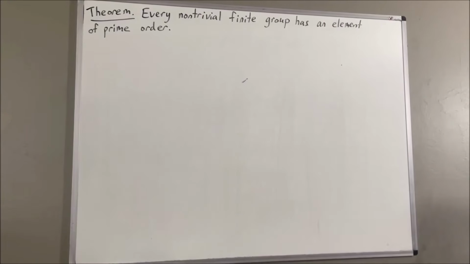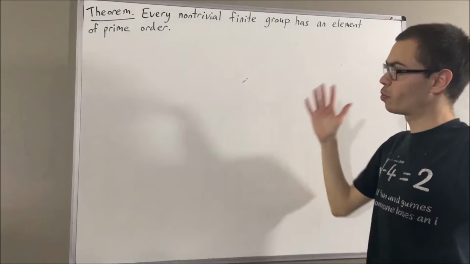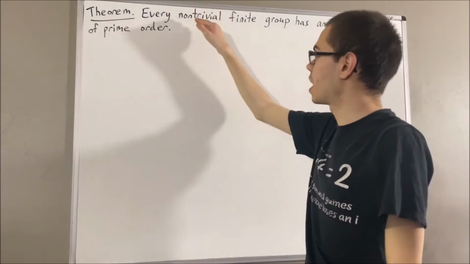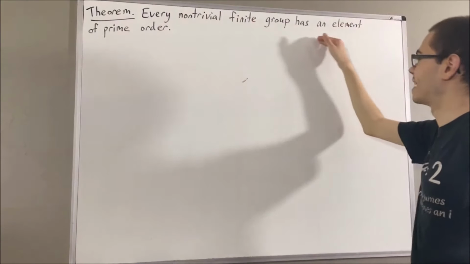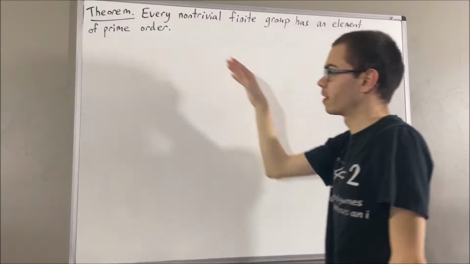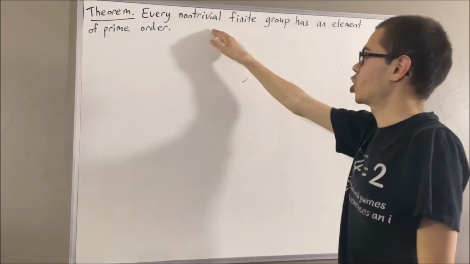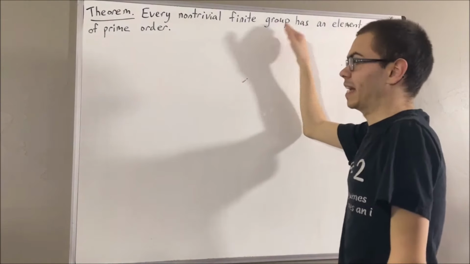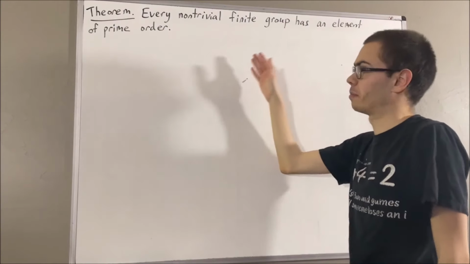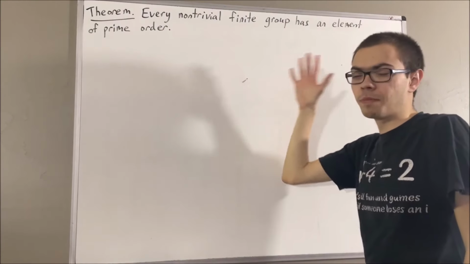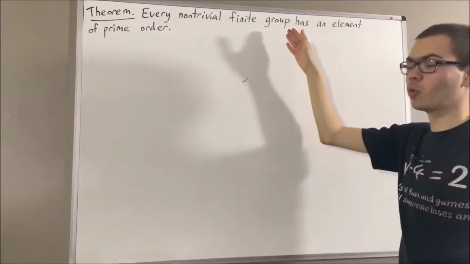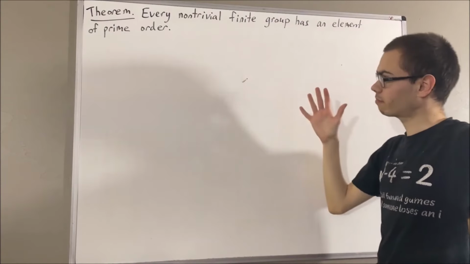Hello! In this video, we are going to prove the following theorem. Every non-trivial finite group has an element of prime order. Now, to be a non-trivial group means that the identity element is not the only element of the group. We must be able to find some element in the group which is not the identity element.